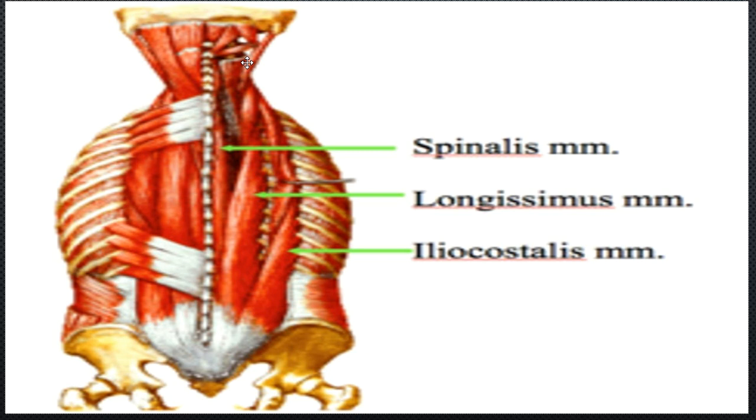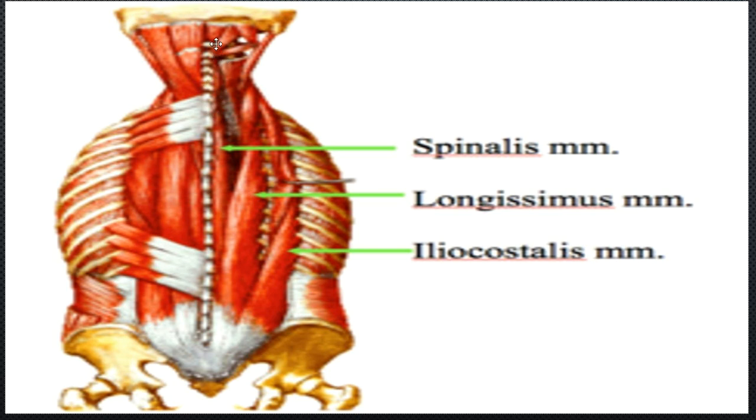Spinalis resides most medially. It is the weakest muscle. Its fibers insert into the spinous processes of thoracic and cervical vertebrae. Along its entire length, the muscle divides into spinalis thoracis here, spinalis cervicis here, and capitis here.